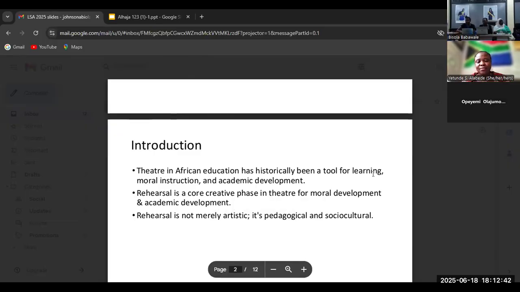So theater in Africa education has historically been a tool for learning. Before we perform any production, any play, there's usually a rehearsal process, and that rehearsal process goes on for, let's say, 8 to 10 weeks. Before any rehearsal, there are always exercises that we engage in, which we call theater exercises. These exercises not only build the students in exemplifying their roles on stage, they also help in the moral instruction and academic development of students.